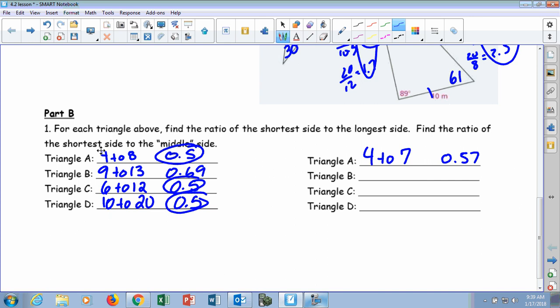All right, so from triangle B, our shortest side is 9, our middle is 12. Well, this is 0.75. Not what we're looking for, right? The numbers are backwards. Don't want that. Okay, triangle C, it's 6 to 10 and a half. What's 6 divided by 10.5?